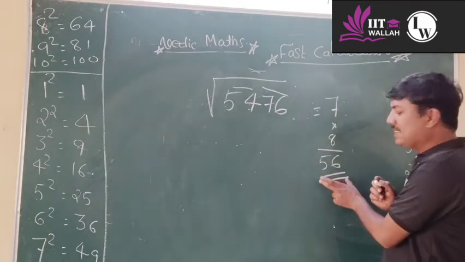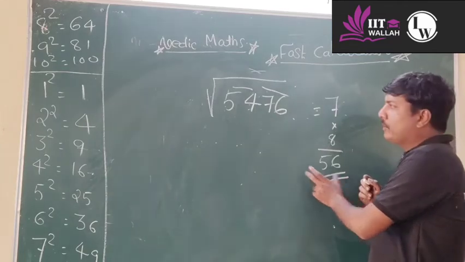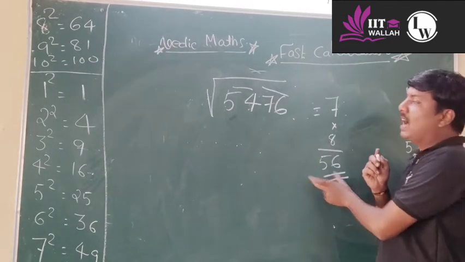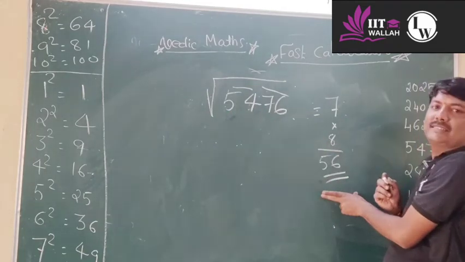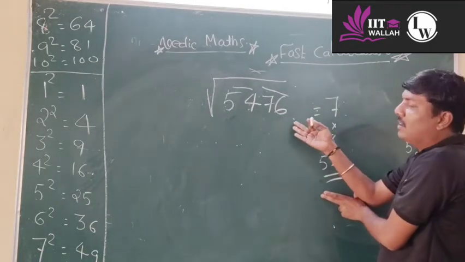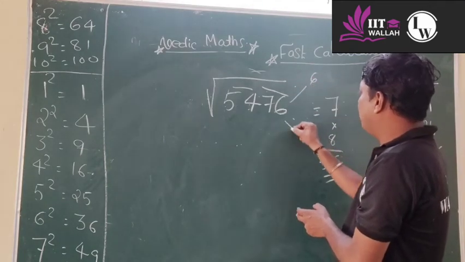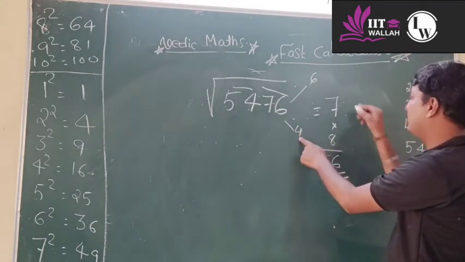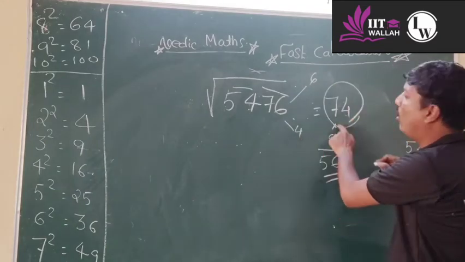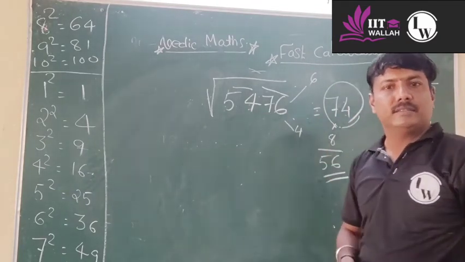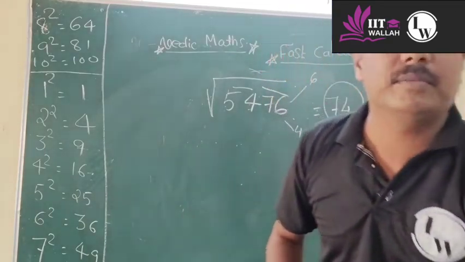Okay, this 56 and 54. Our number is 54. The product is 56. Our number is less than 56. So we will go for the small value because it can be 6 or it can be 4. So here we will go for 4. So 74 is the square root of 5476. Clear? All of it clear? Nice, very good.